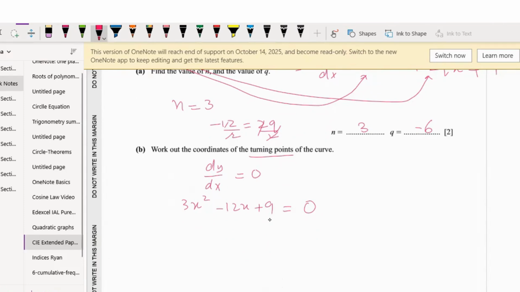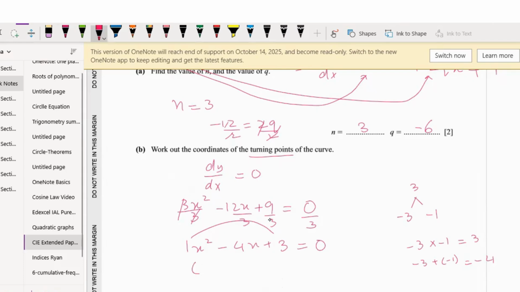Okay, so by dividing everything by 3, it's x squared minus 4x plus 3 equals 0. Now you factorize it. It is 1 here, 1 times the last number gives you 3. Okay, two numbers that multiply to get 3 but add up to negative 4, which will be negative 3 and negative 1, okay? Because when we multiply negative 3 with negative 1, it gives us positive 3. When we add negative 3 and negative 1, it gets us negative 4, okay?